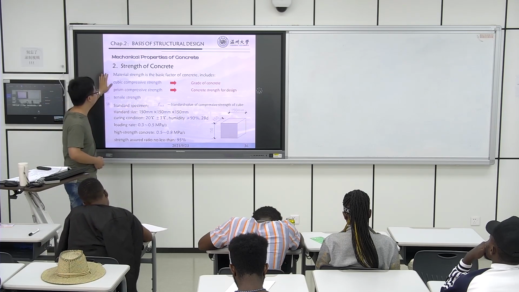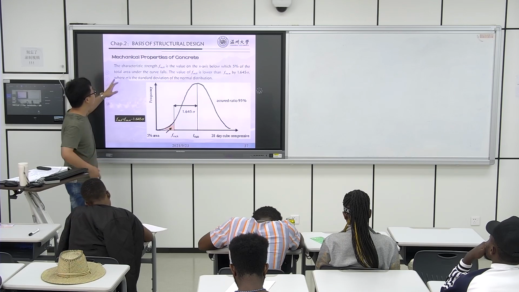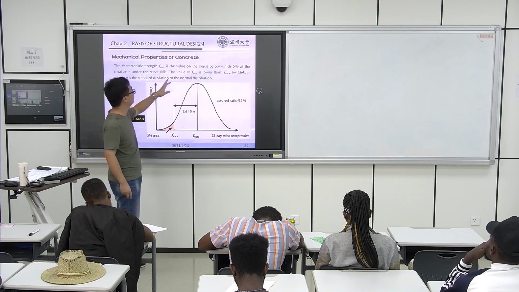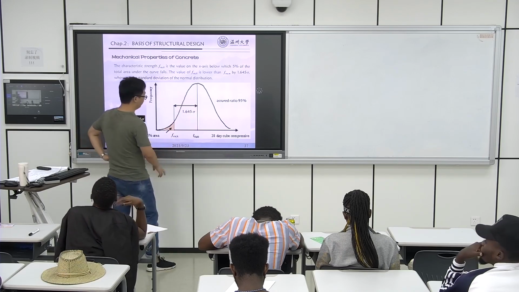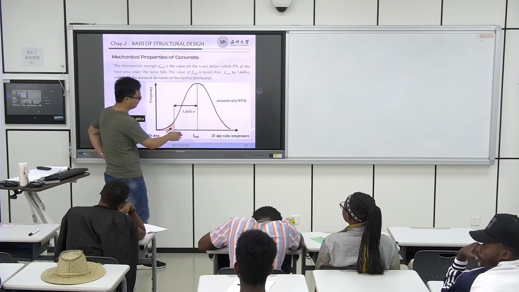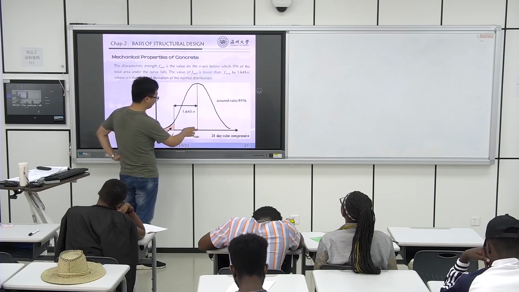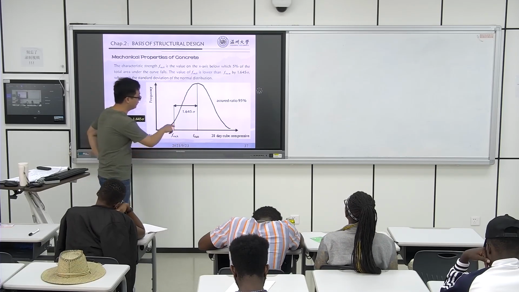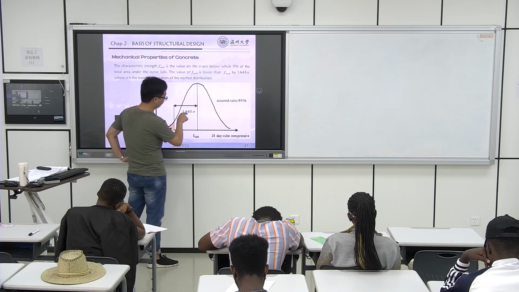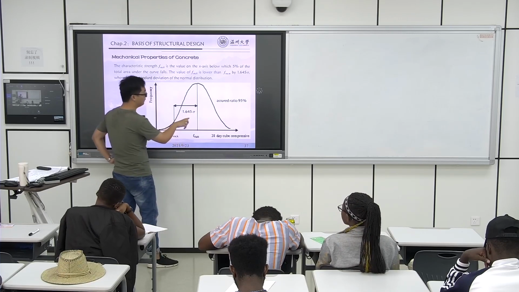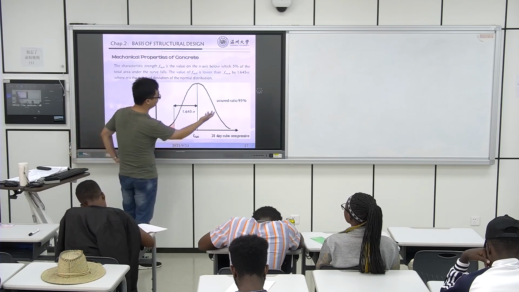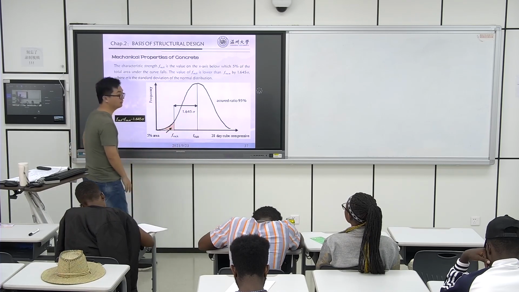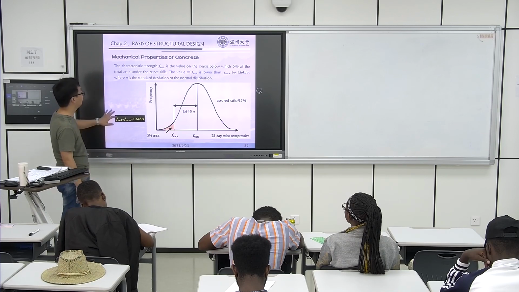Okay. And for the characteristic strength, this is also the curve. How do we get these values? We use the average mean minus 1.645 standard deviation with the formula, right? We should make sure of the 95% strength that we can get.